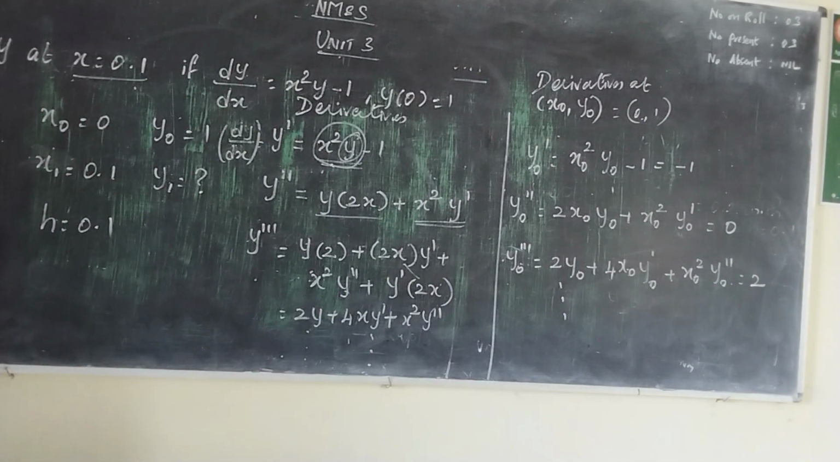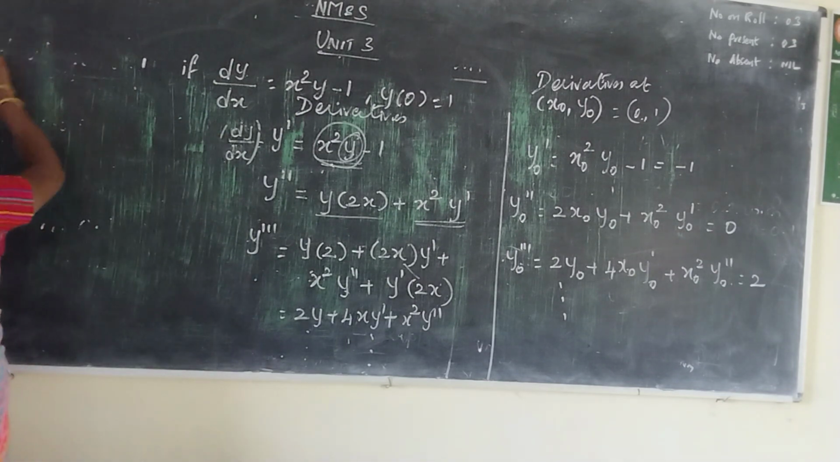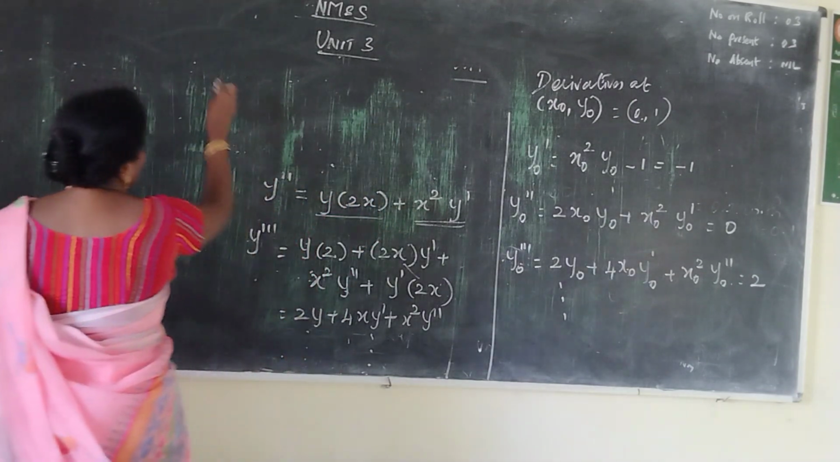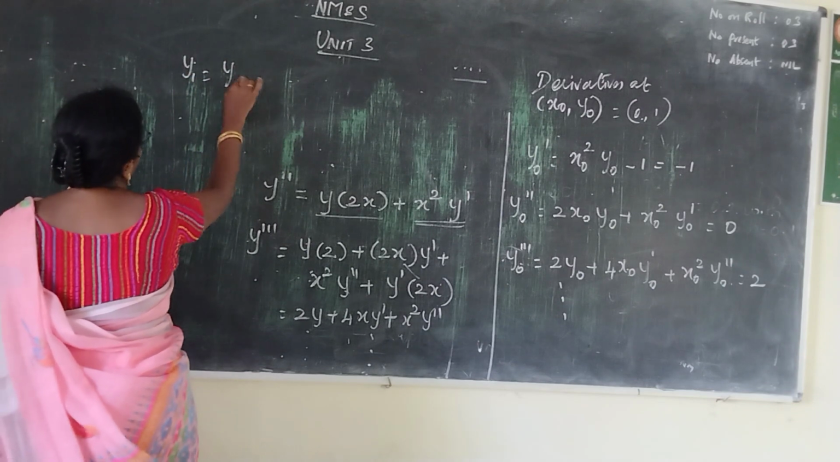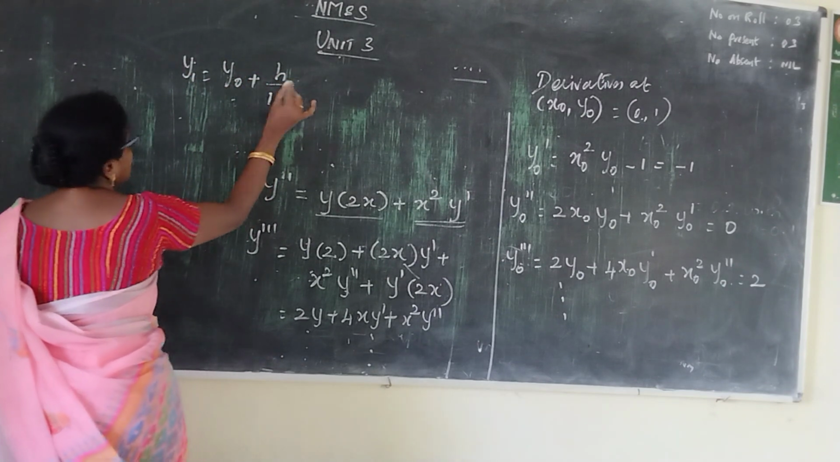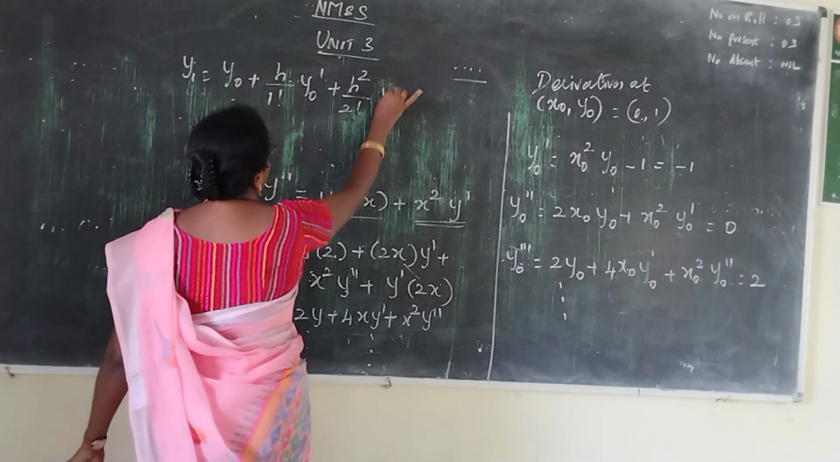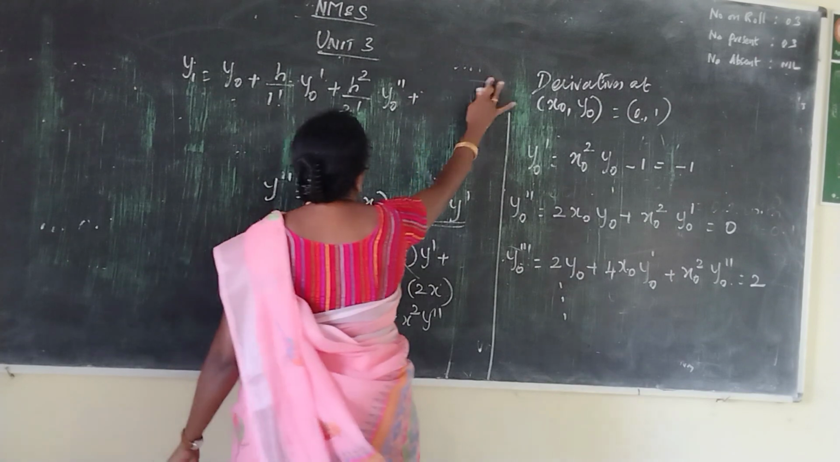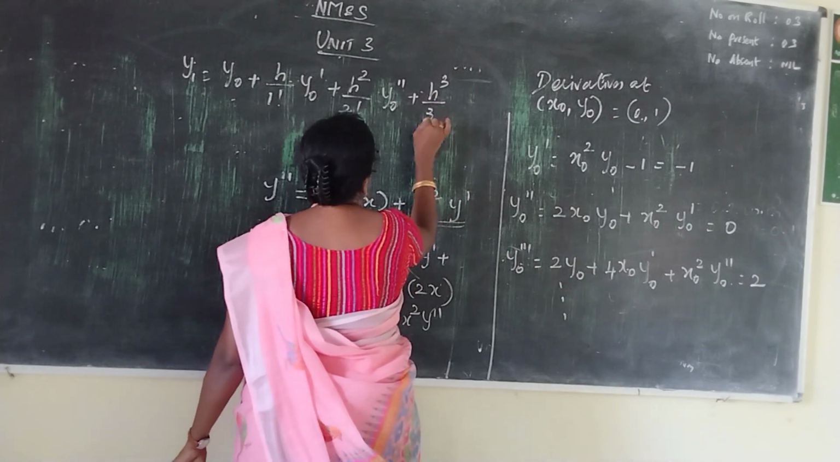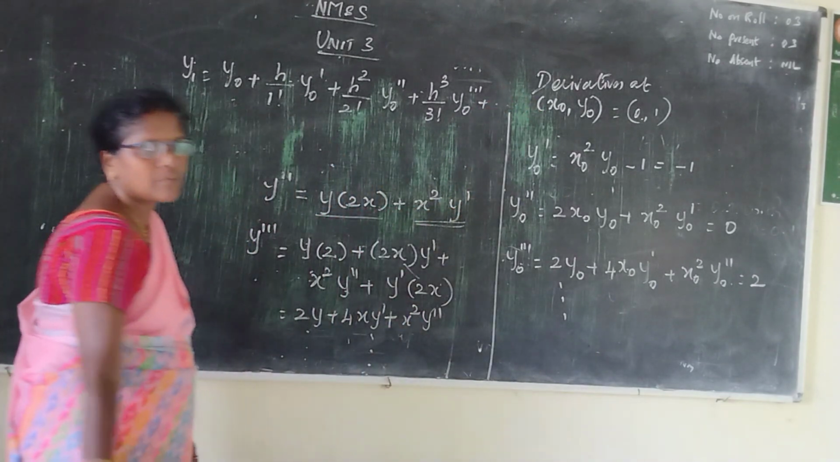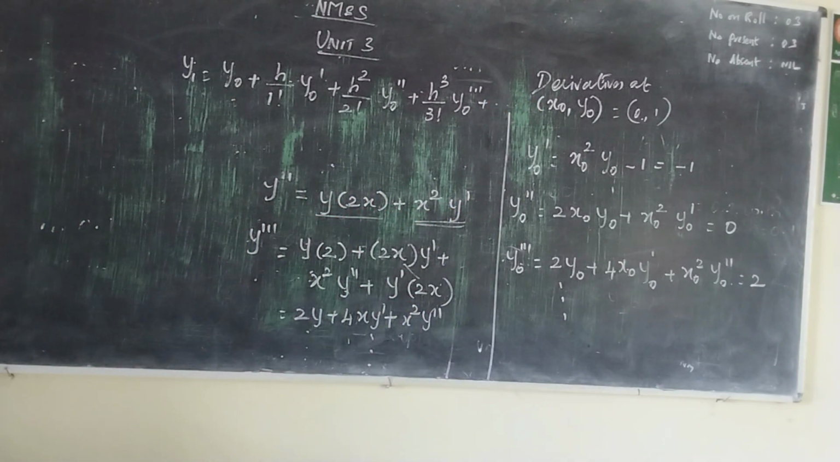Next step, you write your formula, substitute and find y1. So by Taylor series, y1 is equal to y0 plus h by 1 factorial into y0 dash plus h square by 2 factorial into y0 double dash plus h cube by 3 factorial into y0 triple dash plus etc. This is the formula to find y1.